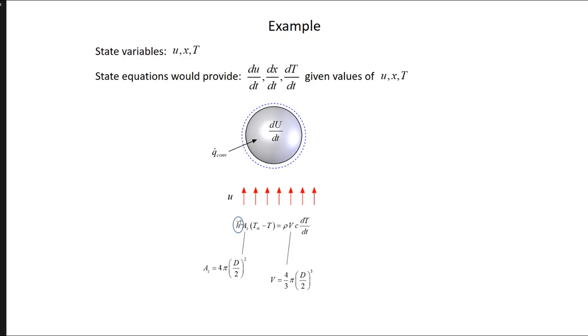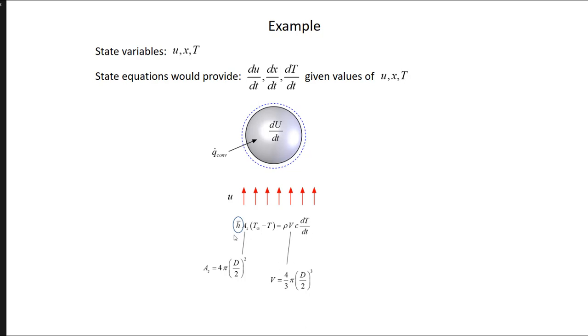So if I look at this, temperature is one of my state variables. So I know temperature. This gives me dT dt, which is the thing I'm after. Other things that I know include T infinity, that was 20 degrees. I know the density and the specific heat capacity of the droplet material. The surface area is easy to calculate given the diameter, and so is the volume.